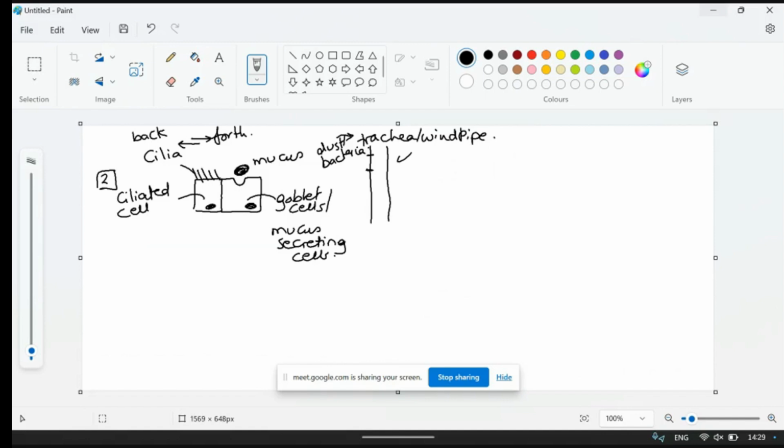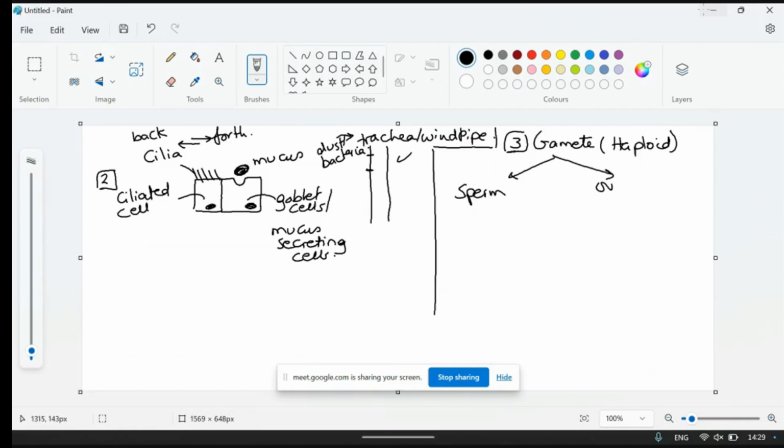We do have also here another kind of cells, which are the gamete cells. What are the gamete cells? What do I mean by gamete cells? Gamete cells means haploid cells. What do I mean by haploid cells? I mean in the male, the sperm cell, and in the female, the ovum or the egg cell.